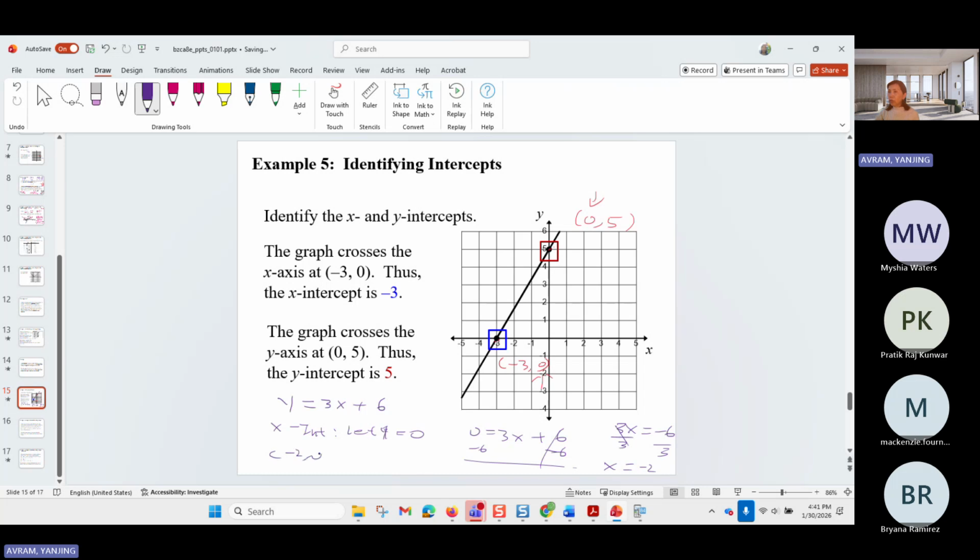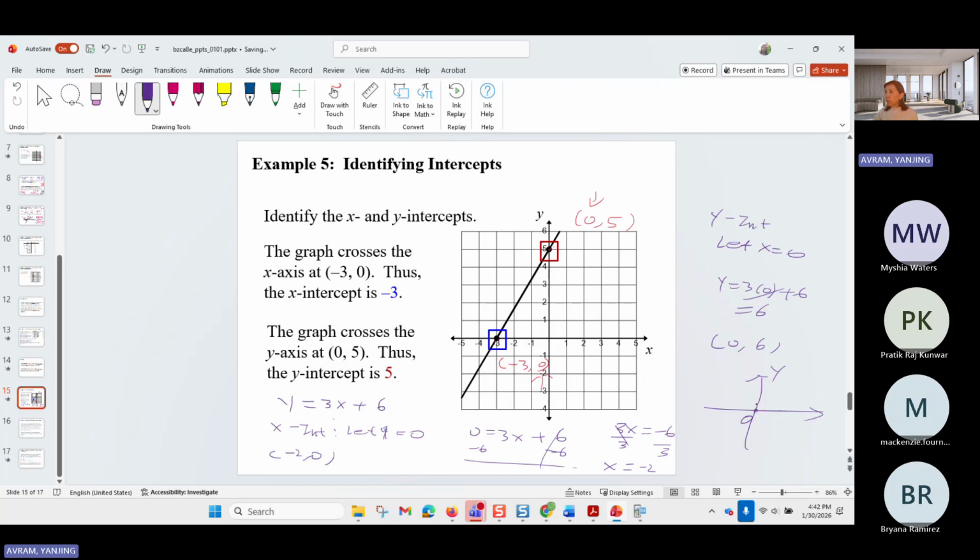So negative 2 and 0, that's the x-intercept, right? If I want to find the y-intercept, I let x equal to 0. So let x equal to 0. So y will be 3 times 0 plus 6, which is 6. So we have 0 and 6. That is your y-intercept.